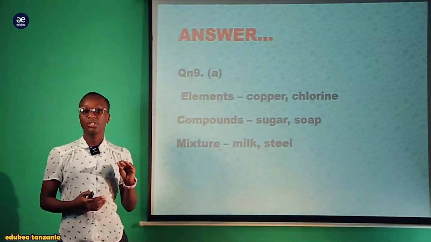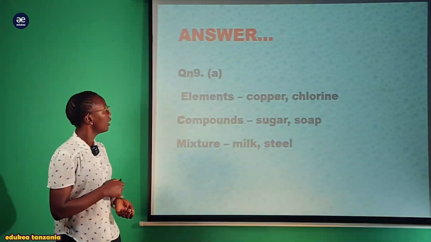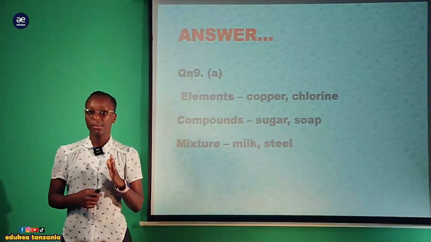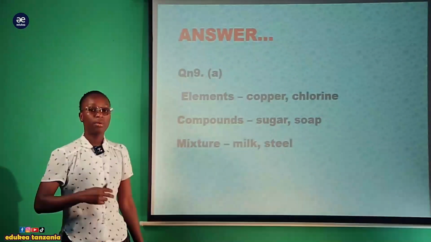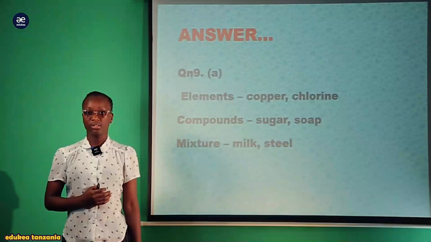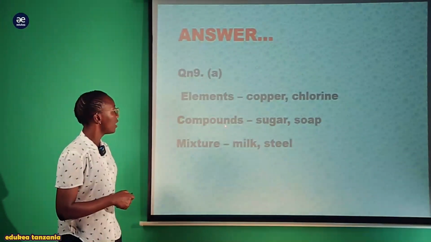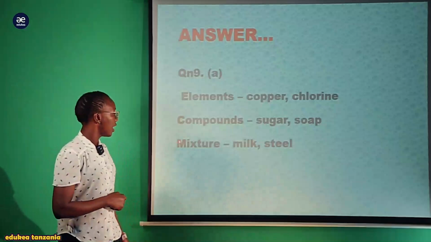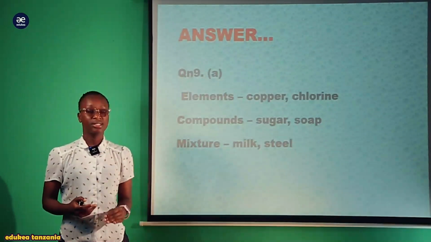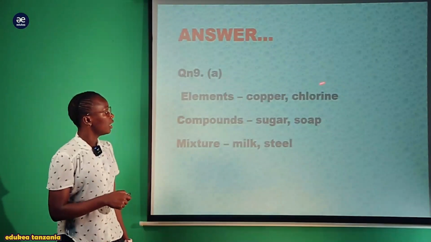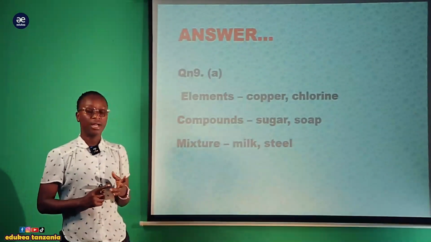Hivyo ndo jinsi ambavyo question number 8 ulitakiwa ujibu. So the question number 9 yenyewe ilikuwa na pati mbili, part A na part B. So part A tulikuwa tumepewa list ya components, tukaambiwa to identify which ones are the elements, which ones are the compounds, also which ones are the mixtures. So obviously from that list the elements were copper and chlorine. Hiyo ndio element. Elements zilikuwa ni chlorine na copper.